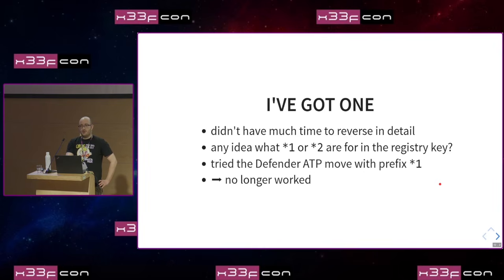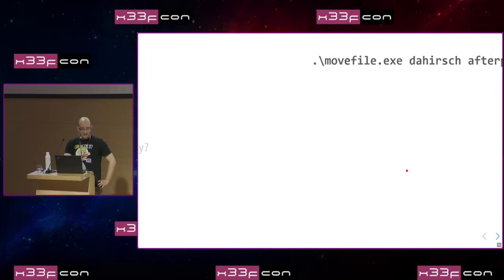because while playing around with MoveFile, I found that I didn't have time to reverse the whole process with the session manager, who does the move when and so on. And if you had a close look at the MoveEDR outputs, you see that sometimes there's a *1 and a *2 prefixed before the object manager file path, but I have no idea what they're doing. I also tried to move away Defender ATP while having this *1 prefix, but this no longer worked. So without any *1 or *2 prefix, it works completely fine. As soon as I add it, it doesn't work anymore.